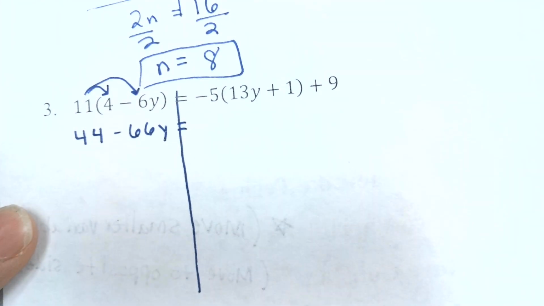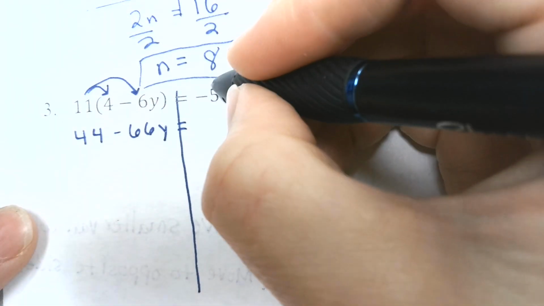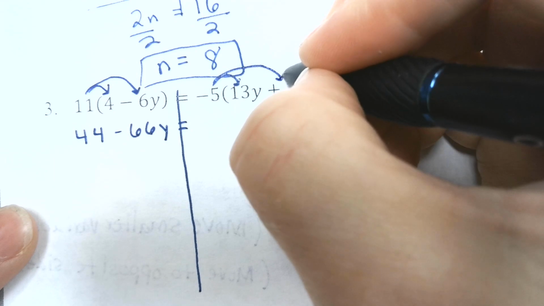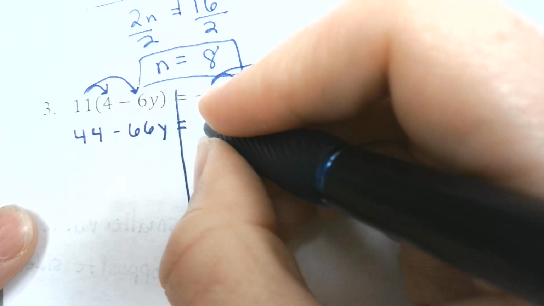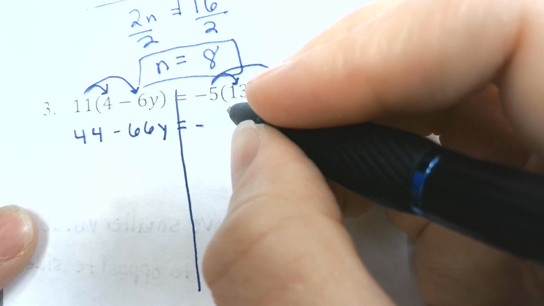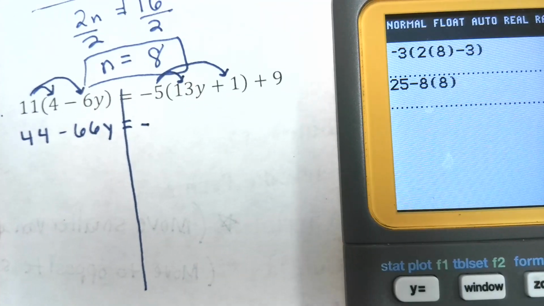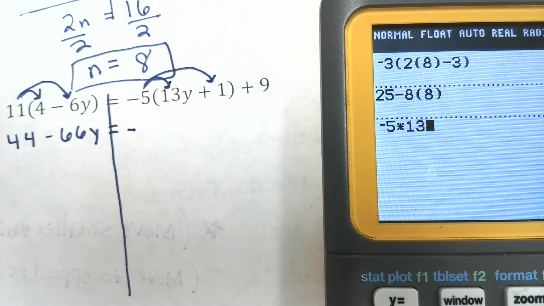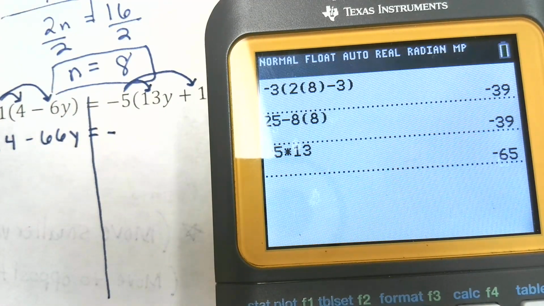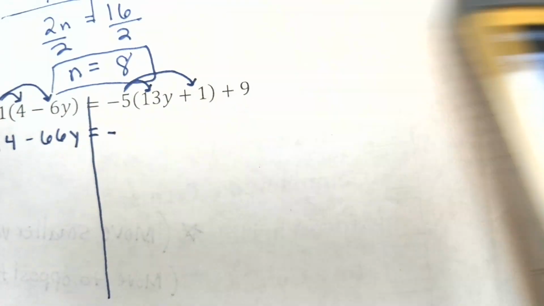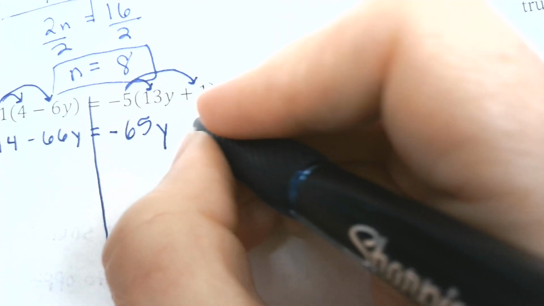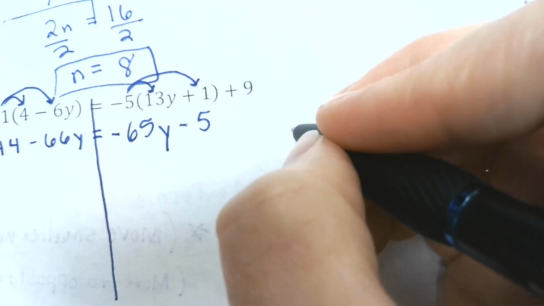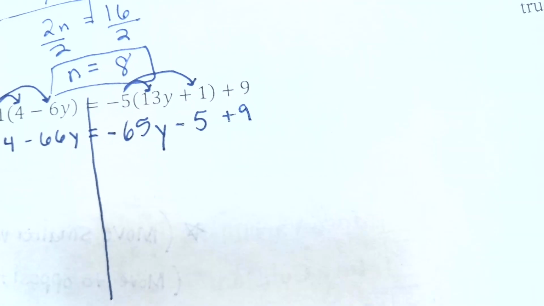Now we need to distribute what? Negative 5. Negative 5 times 13. What is it? Negative 5 times 13. Negative 65y. And then negative 5 times 1. Negative 5. Carry down the plus 9.